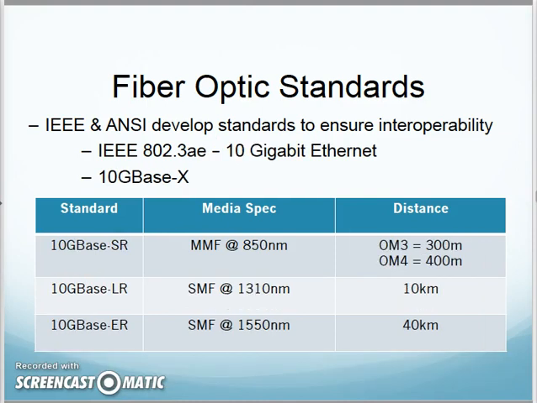Any other IEEE we want to remember is IEEE 802.3ae. This is your 10 gigabit Ethernet over fiber optic. Your 10GBASE-SR, LR, ER. Again, short wavelength 850, long wavelength 1310, extended reach or extra long wavelength 1550. And you'll notice as the wavelength gets longer, so does the distance capability of this signal.